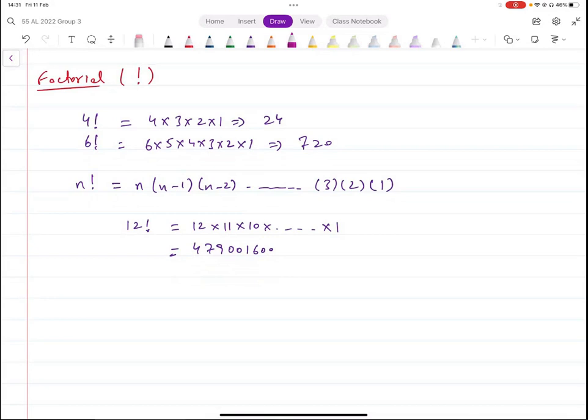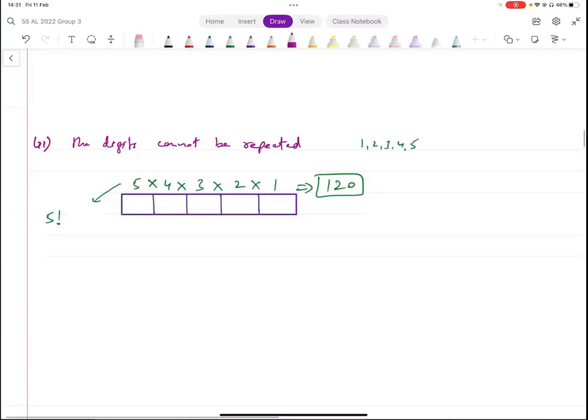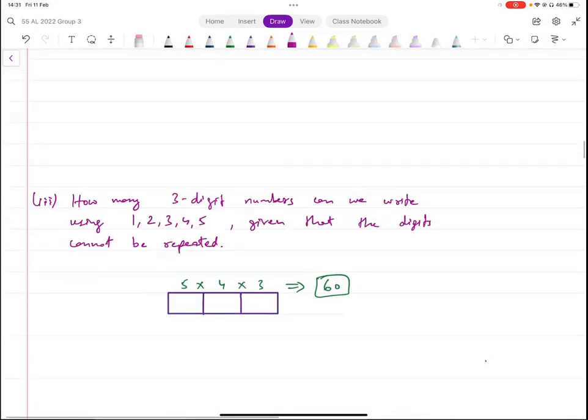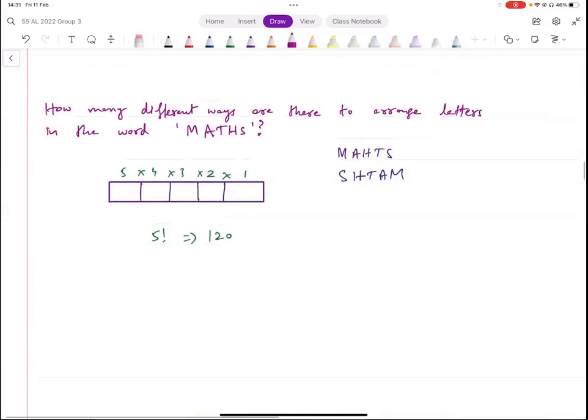I just reminded you about this factorial notation. Then we started talking about these arrangements specifically. So for example, we started with this: what happens if we have five digits? How many 5-digit numbers can we make from them? We saw what happens if the numbers can be repeated, and what happens if they cannot be repeated. We saw what happens if we don't want a 5-digit number, but instead a 3-digit number.